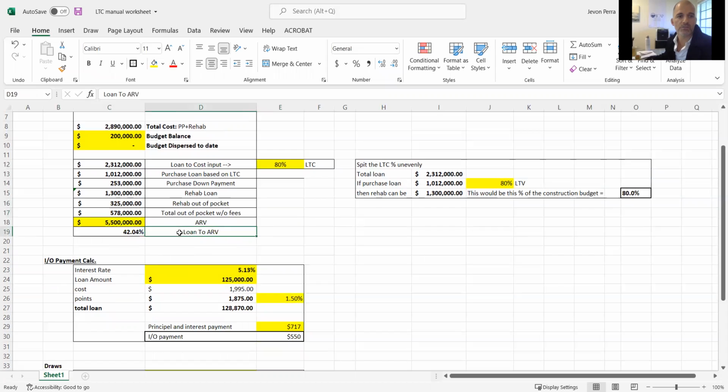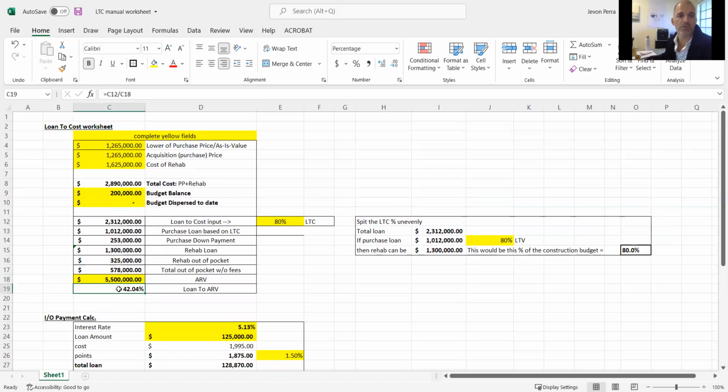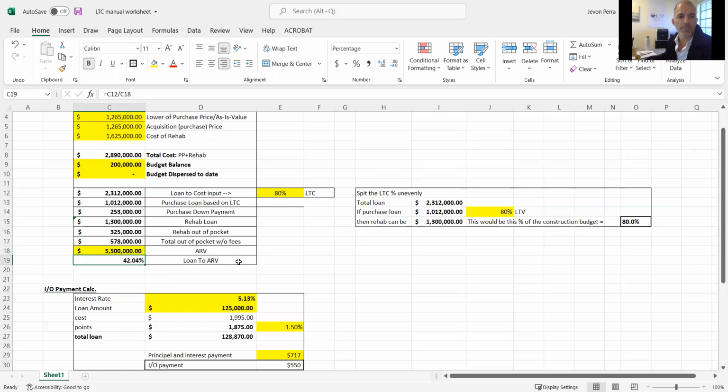And then the total loan to ARV. So this number is the total loan amount divided by the ARV here. That total loan amount is C12 right here divided by this ARV. That gives us that loan to ARV percentage. So 80% LTC is a good number. We can go up to 90% a lot of times with experience. And this loan to ARV needs to be 65 to 70 max usually.